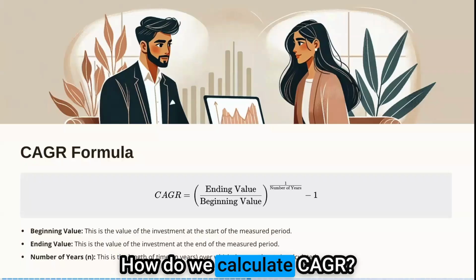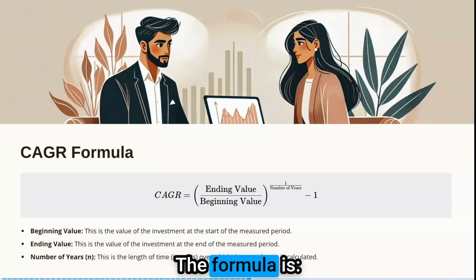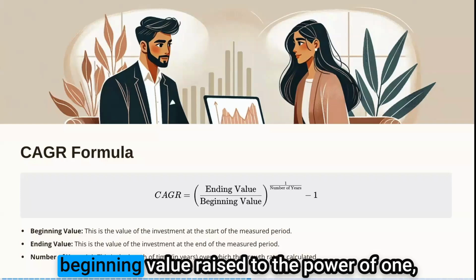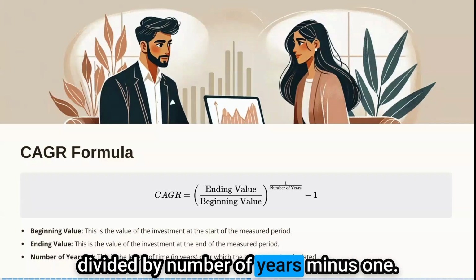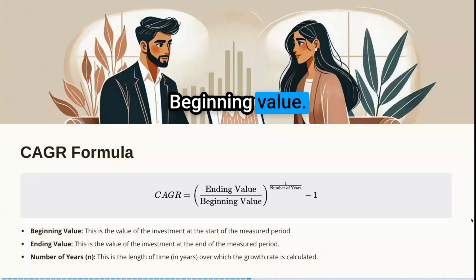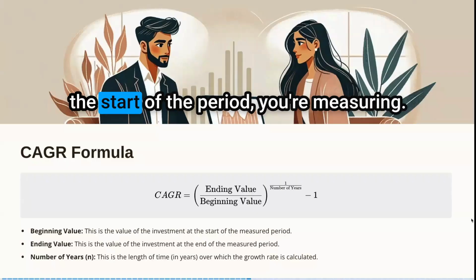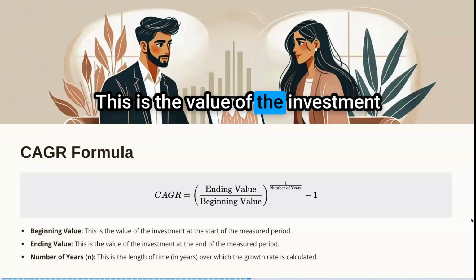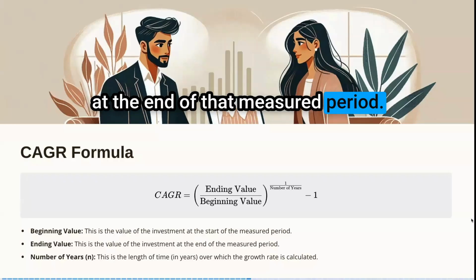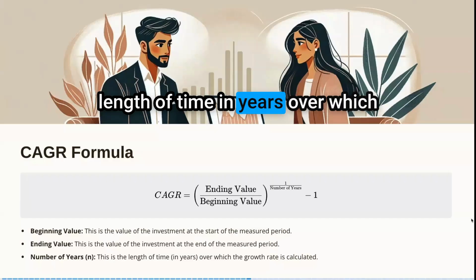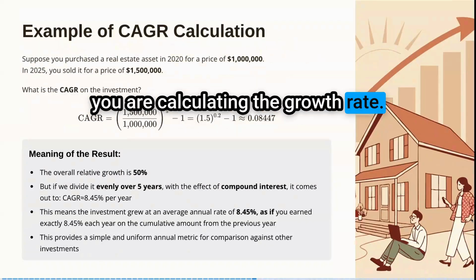How do we calculate CAGR? The formula is CAGR equals ending value divided by beginning value, raised to the power of 1 divided by number of years, minus 1. Let's break down the components. Beginning value: this is the value of the investment at the start of the period you're measuring. Ending value: this is the value of the investment at the end of that measured period. Number of years, N: this is the length of time in years over which you're calculating the growth rate.